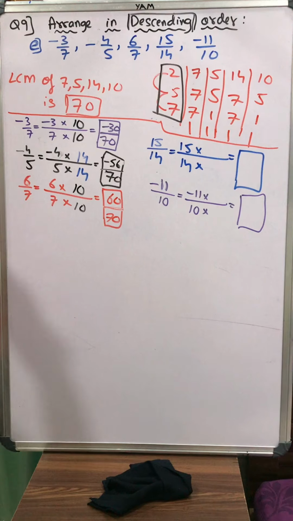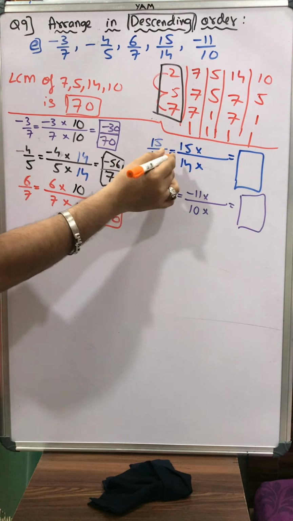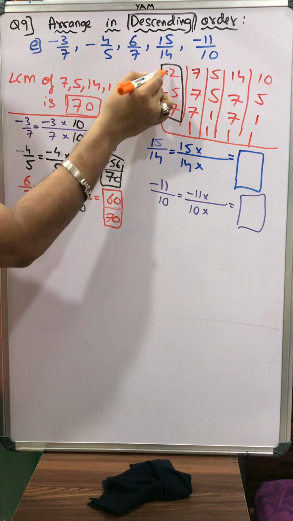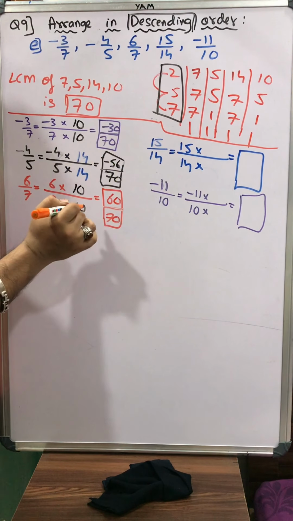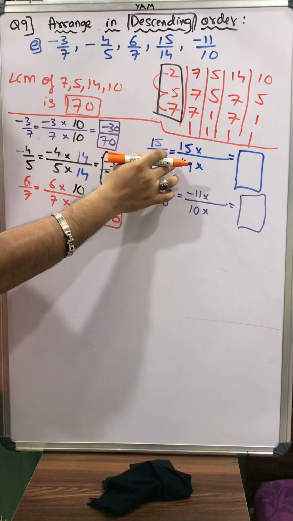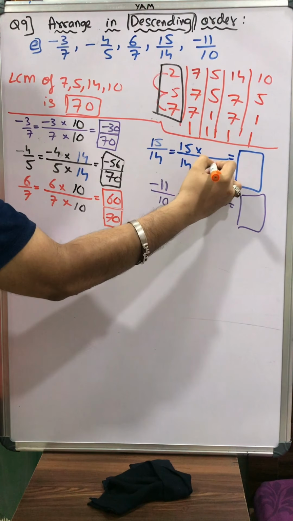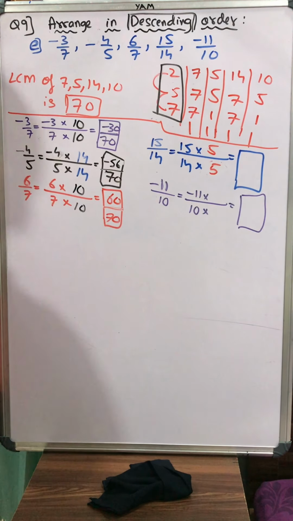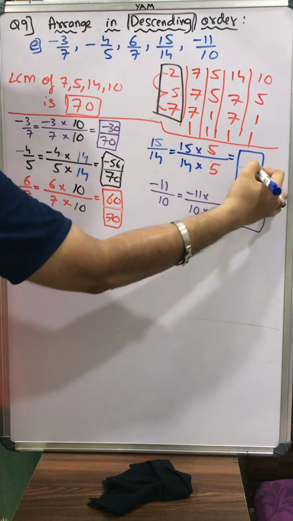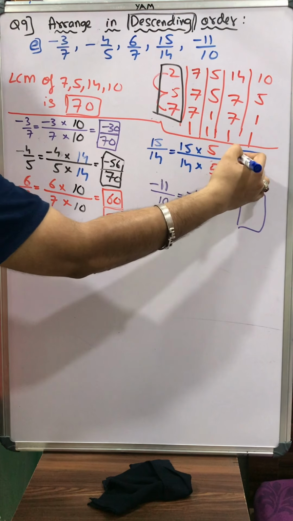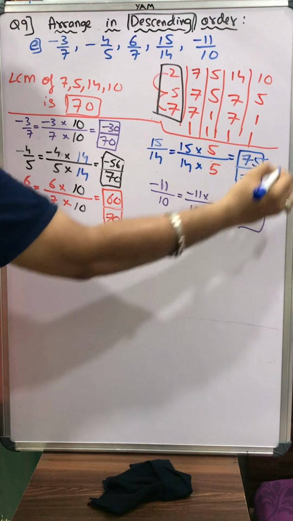Okay, great. Next with 15 upon 14 over here. Pay attention, here it's 14. I know that when 7 and 2 get multiplied, I have 14. So what is the remaining number? I have 5 here, so I'll multiply here with 5 and here also with 5. So what will be the answer? 14 5s are of course 70, and when 15 is multiplied by 5, it gives me 75.